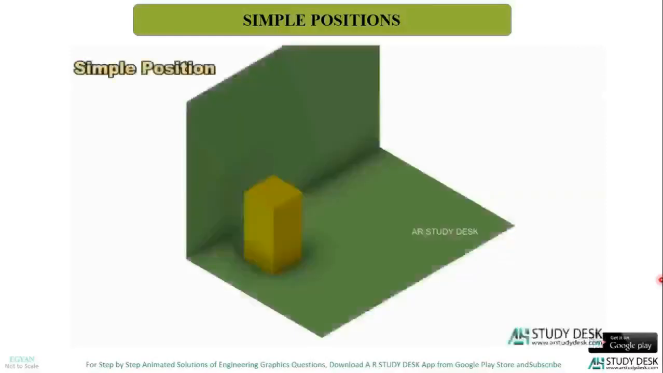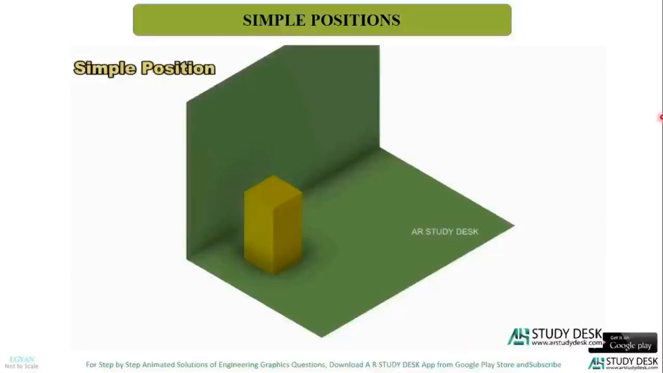Now this is called a simple position, in which you can see the base edge in the top view and the height of this prism in the front view. So if the axis is perpendicular or parallel to one of the reference planes, you can see the original dimensions of the solid in any of the views. That particular position of the solid is called a simple position.